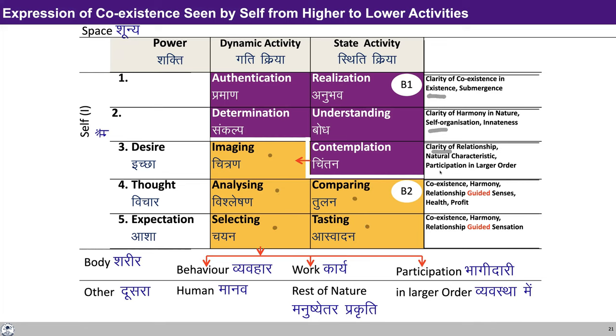So now, with the awakening of the higher level activities, the property that I am able to see through analyzing and comparing, now this is coexistence, harmony, and relationship based. So these guide the senses, health, and profit now. And I am able to see the property with the clarity of coexistence, harmony, and relationship. Similarly, I'm able to see the form at the level of selecting and testing, and then the coexistence, harmony, and relationship guide my sensation. So that clarity is already there in me, and with that, I get the taste of the form. And the same thing now reflects in my behavior, in my work, and in my participation. So this is what is going to happen in the self after the awakening has taken place, and when we look at the coexistence from higher to lower activities.